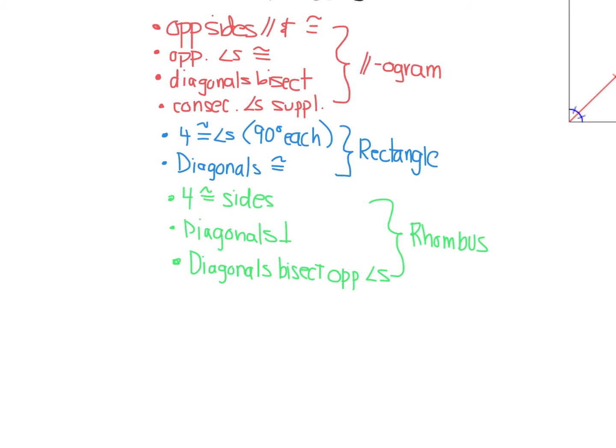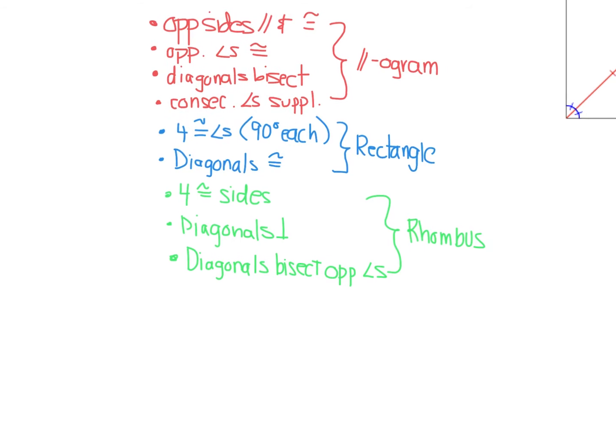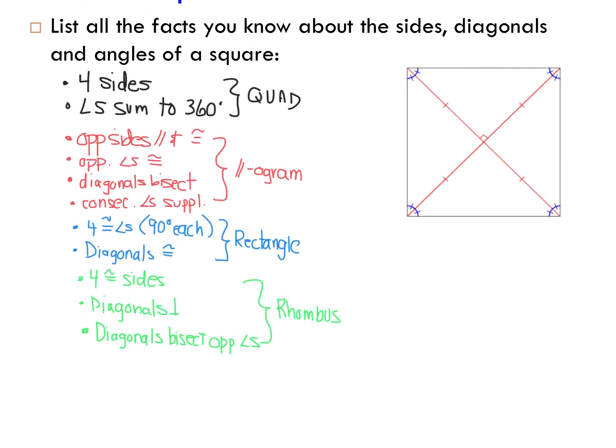All right, so the last of the properties that a square has is that it has 4 congruent sides, the diagonals are perpendicular, and the diagonals bisect opposite angles. It gets all of those properties from the rhombus. So the square is what I always refer to as the most perfected parallelogram. It has all the properties of all the parallelograms above it, and yeah, it's the perfect parallelogram.